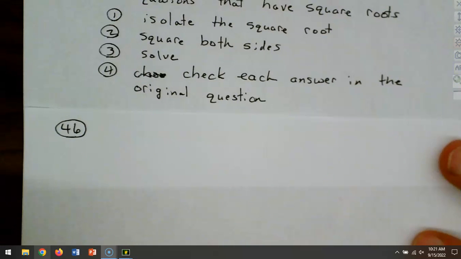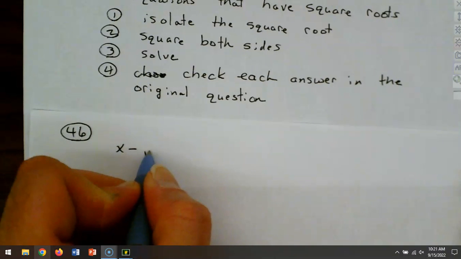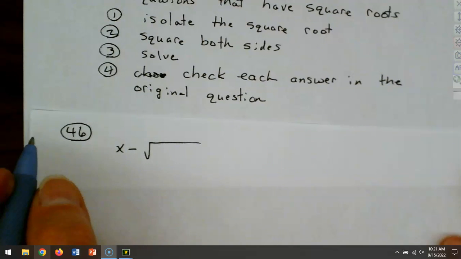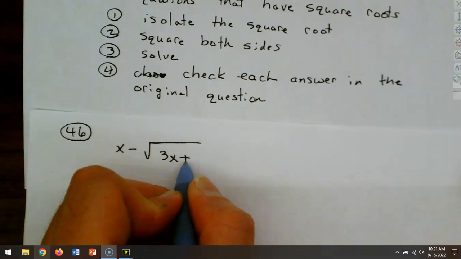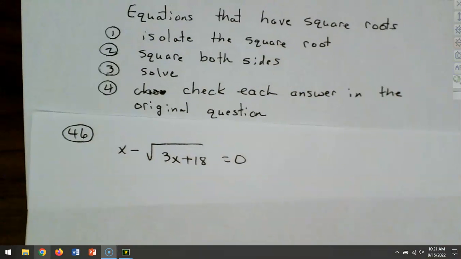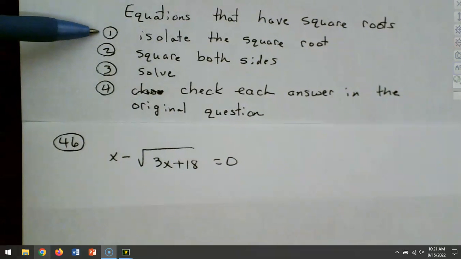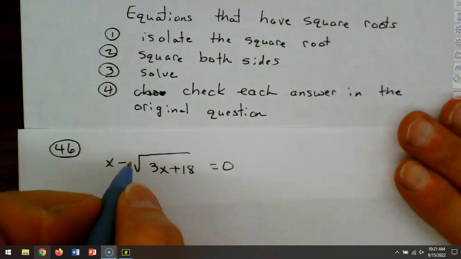Okay, so question 46 here. What we have is x minus the square root of 3x plus 18 equals 0. Okay, so we've got to follow our step-by-step procedure here. Now, what do we need to do? What does step number 1 say to do? It says to take this and isolate that square root by itself. So the first thing we're going to do is move this square root over so it gets by itself.